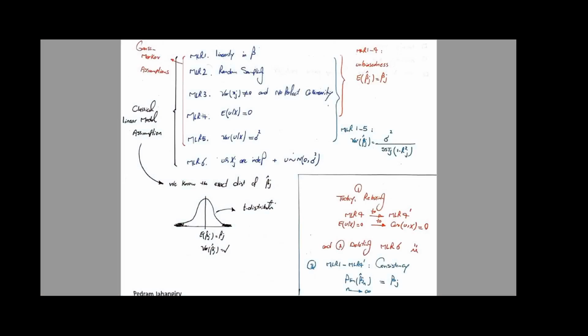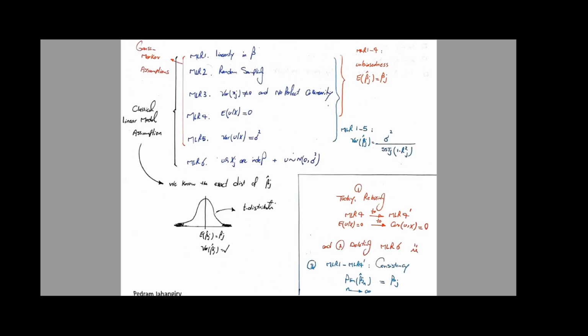Then assumption number 4, zero conditional mean assumption. On average, the unobserved factors should have nothing to do with the explanatory variables. Expected value of u given x should be 0. Again, this was our zero conditional mean assumption. Assumption number 5, our homoscedasticity assumption. We gave these 5 assumptions a name. It's our Gauss-Markov assumptions, from number 1 to 5.